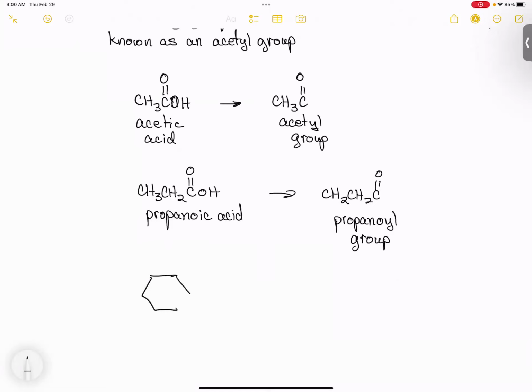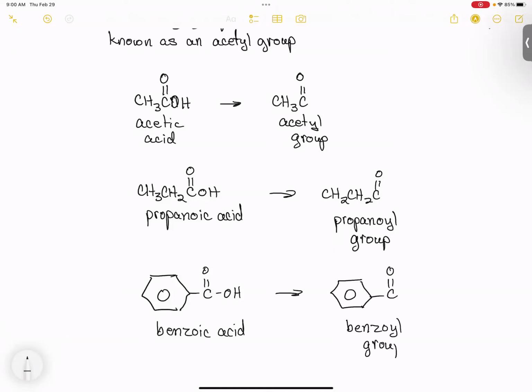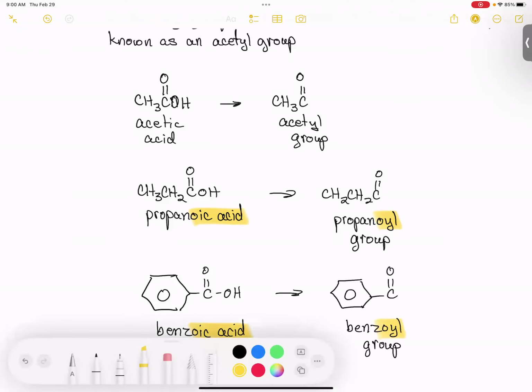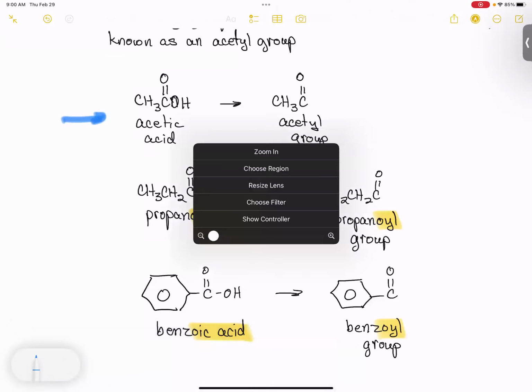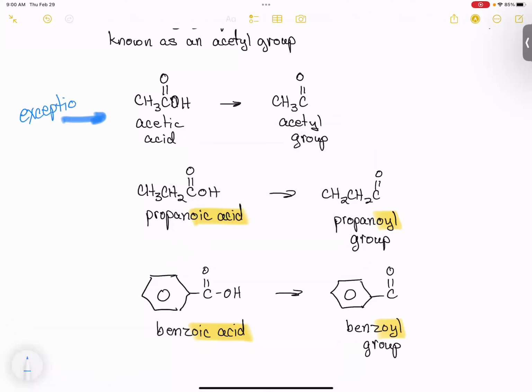If I have benzene with a C double bond O, OH, this is benzoic acid. Then if I have just the C double bond O, this is the benzoyl group. So again, the entire thing I'm trying to get here is if you have "oic acid," it becomes "oyl." "Oic acid" becomes "oyl." The only exception is that of acetic acid, and it's just the acetyl group.